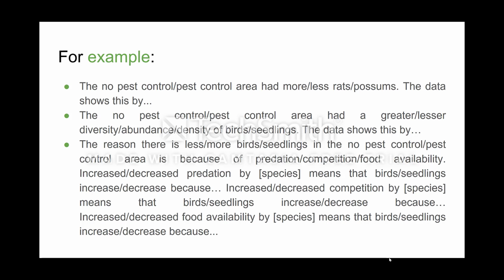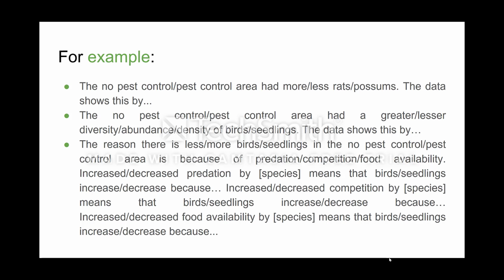You need to then say how that would look. Where you don't have any pest control, that's going to result in less diversity, lower density of birds, a lower density of seedlings. So you need to make sure you're tagging the environmental factor, this pest control business, to the appropriate change on the other species. And again, link that to the data. The reason there's going to be less birds or less seedlings in the no pest control area, and this is your big idea, is because of there being more predation, more competition, less food availability.